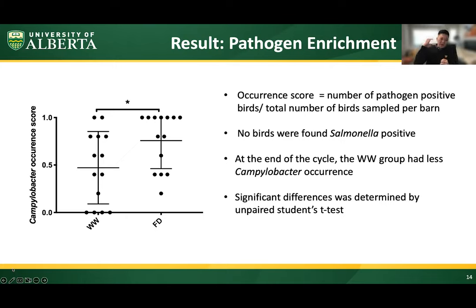So the higher the occurrence score is, the more possible that birds coming from that barn are positive for the target pathogen. As a result, during the study, Salmonella was not detected in either group, indicating that the water wash treatment did not increase Salmonella occurrence in the chicken gut, whereas Campylobacter-wise, the water wash group showed a significantly lower occurrence score compared to the full disinfection group.